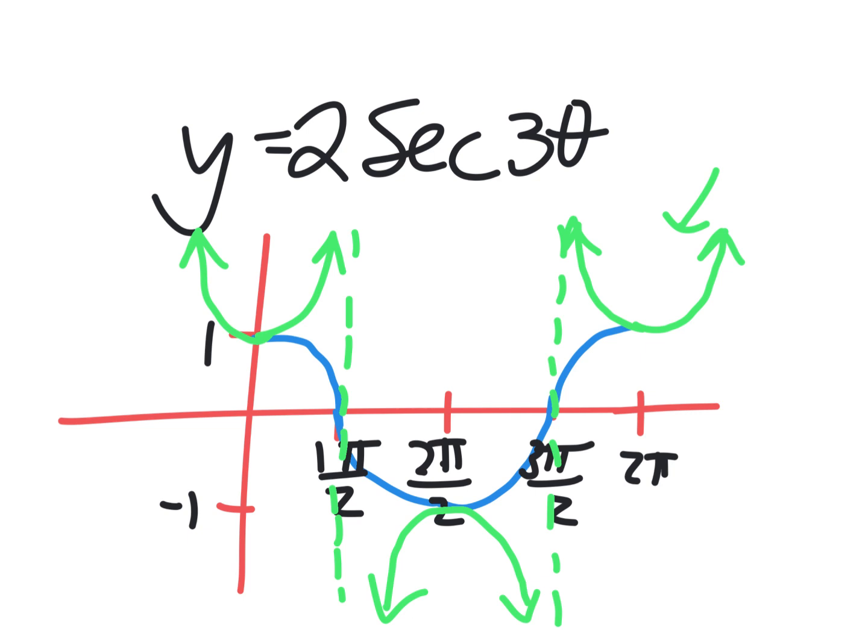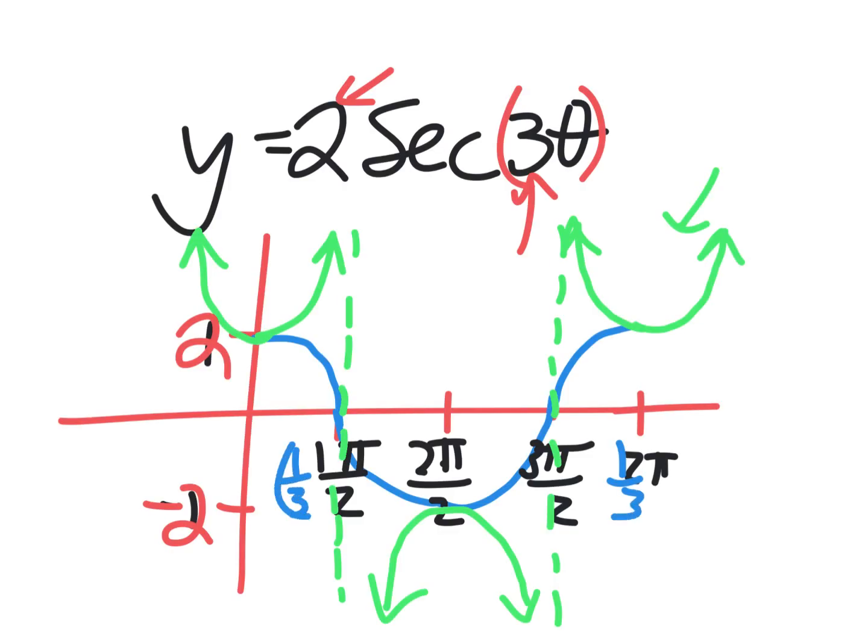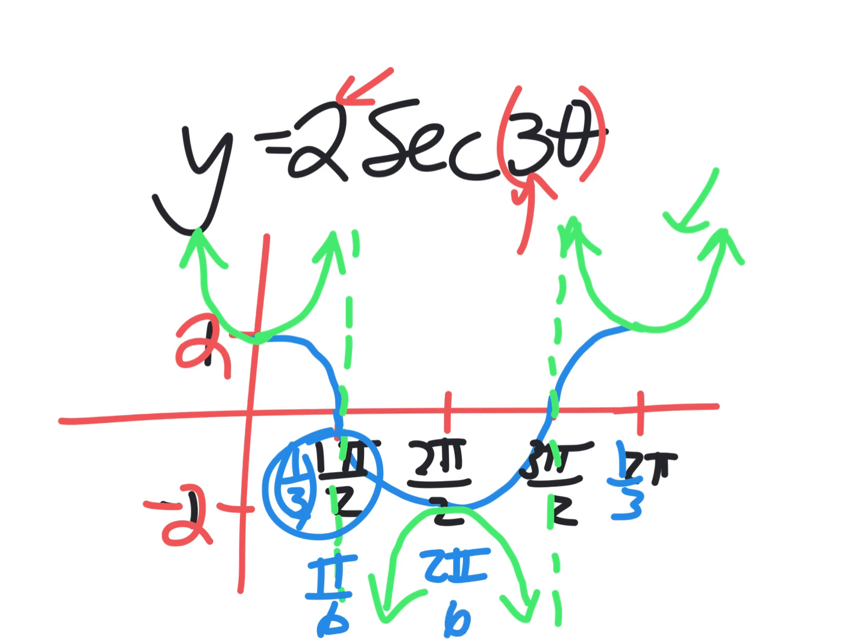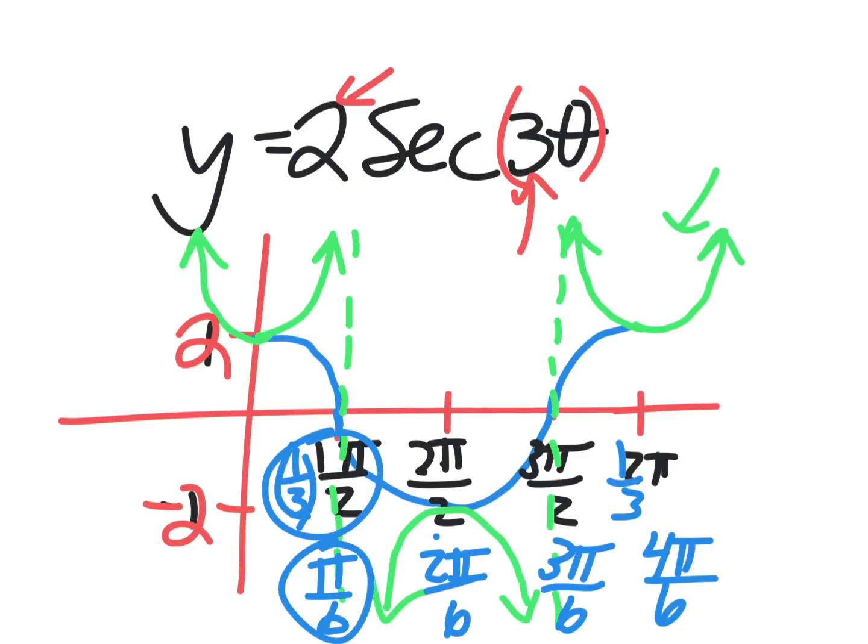But I haven't dealt with the 2 yet. Well, that's easy. It just changes this to a 2 and this to a negative 2. And I haven't dealt with this 3 yet. Well, I can't times everything by 3 because you can't trust the inside. So you go with 1/3. But I think it's smart to start here. And then you go pi over 6. And then you can just count up. 2 pi over 6, 3 pi over 6, and 4 pi over 6. And yes, they reduce, but I think it's smarter to just see the flow. 1 pi over 6, 2 pi over 6, 3 pi over 6, 4 pi over 6.